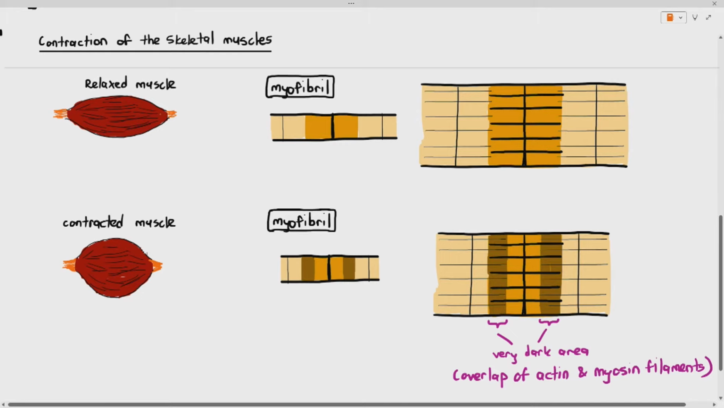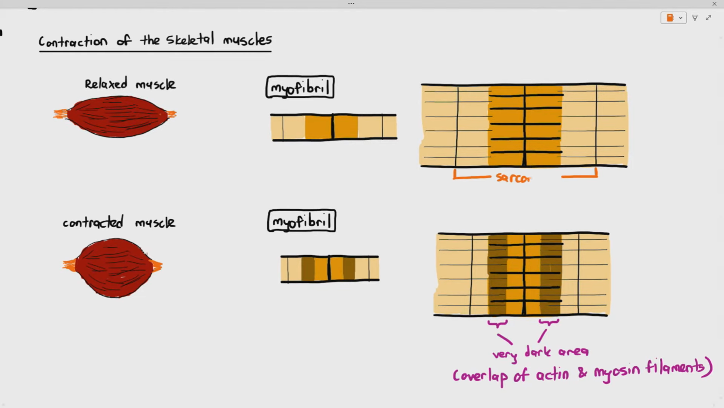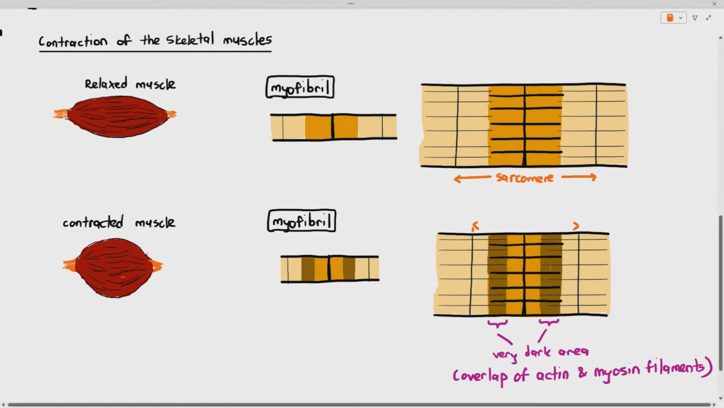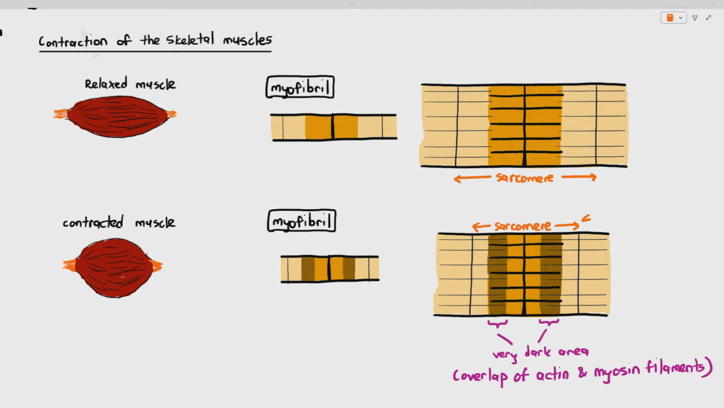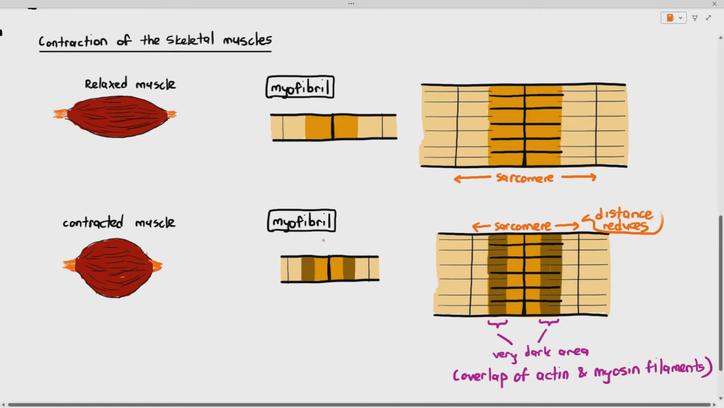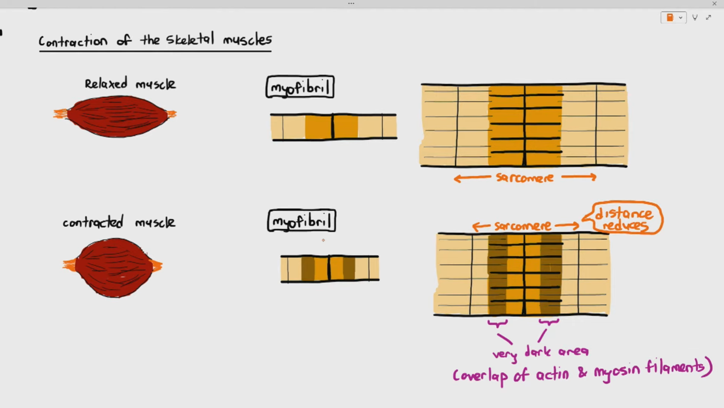And another thing I also want you to notice is, look at the distance of the Z line, or the sarcomere distance in the relaxed muscle. That's the distance of the sarcomere. But in the contracted muscle, you notice that the sarcomere distance has reduced. So the filaments have actually moved, okay? So the question here is, how do the filaments move? We need to talk about that in the next video.